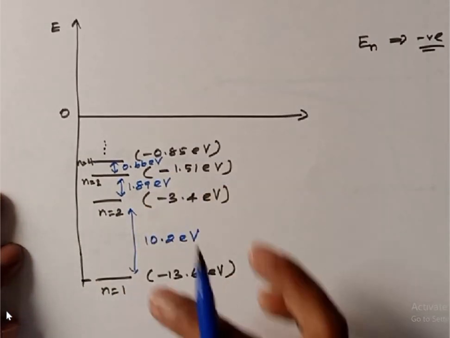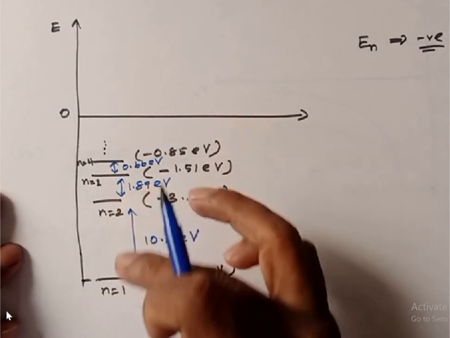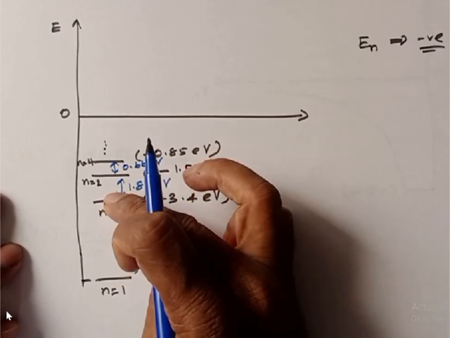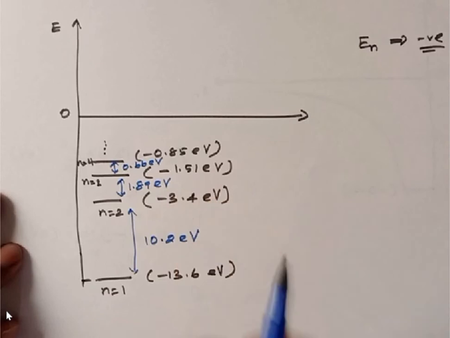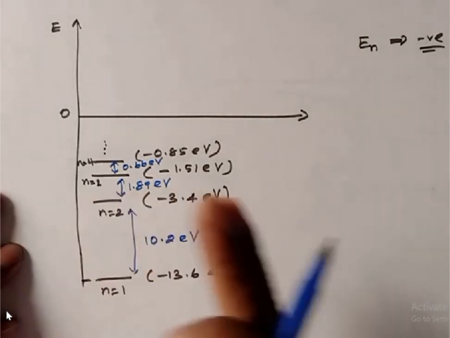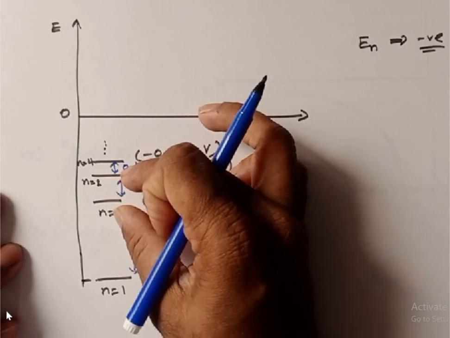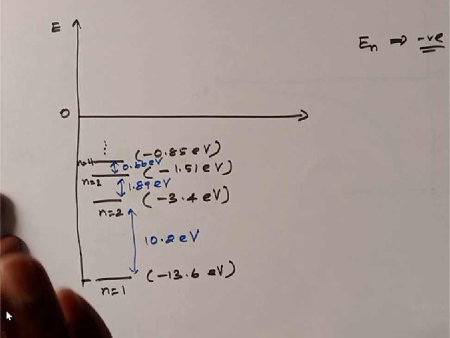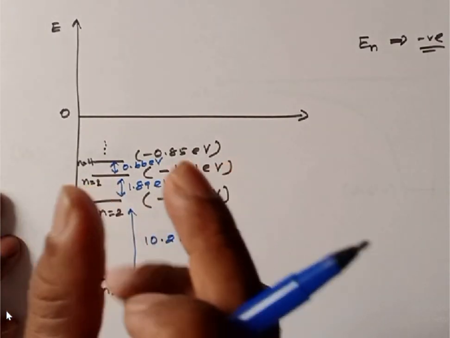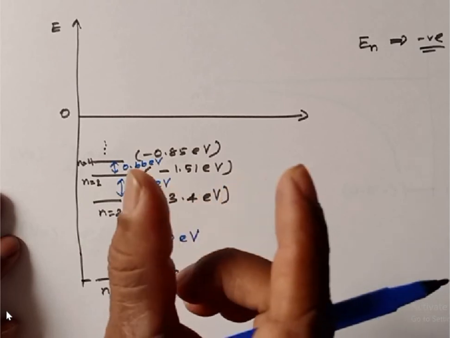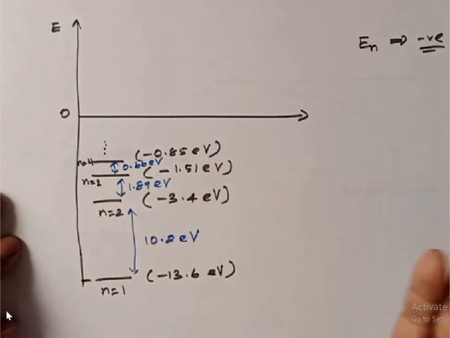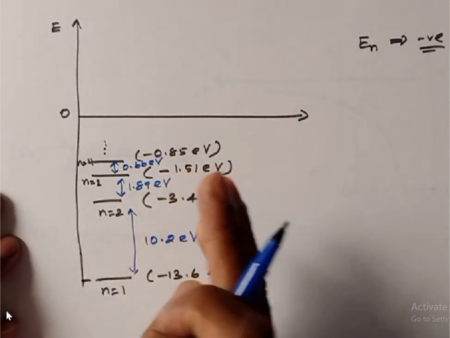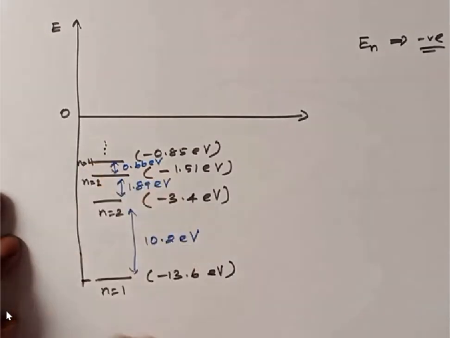What does this indicate? It indicates that the energy gap between the first orbit and the second orbit is very, very large, 10.2. As you move away from the nucleus, the energy gap between adjacent orbits decreases. This is very important. The distance between adjacent orbits increases as you move away from the nucleus, whereas the energy gap between adjacent orbits decreases. This is a point you should keep in mind.